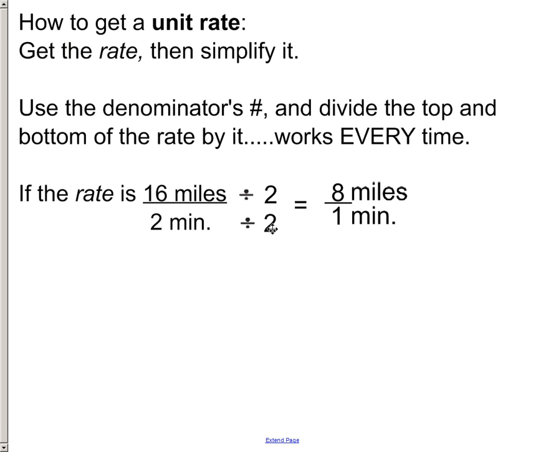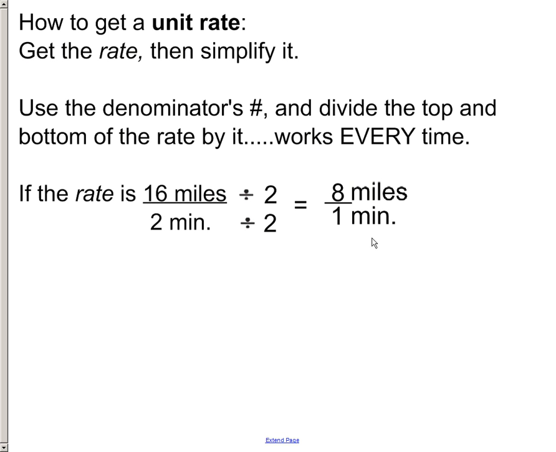2 divided by 2 is 1, and 16 divided by 2 is 8. So it's kind of like the old saying, what you do to the bottom, you do to the top. But where do we get this number from? It matches the bottom because we want to divide the bottom by itself to get the 1. And now this is a unit rate, 8 miles for 1 minute. That's so much easier to figure out now.